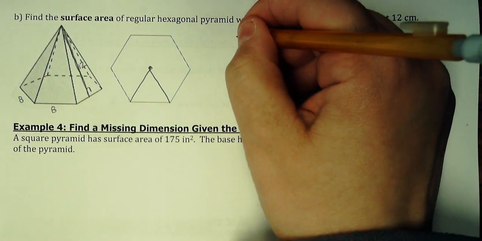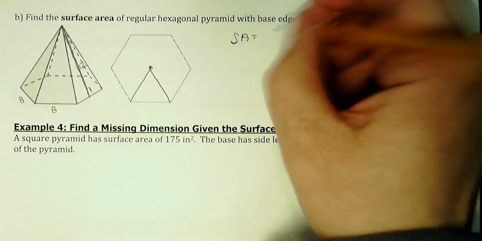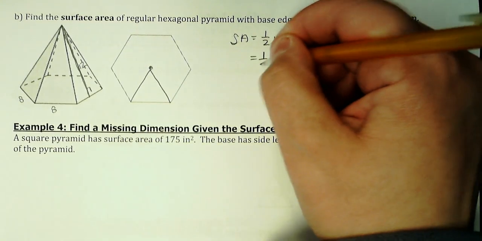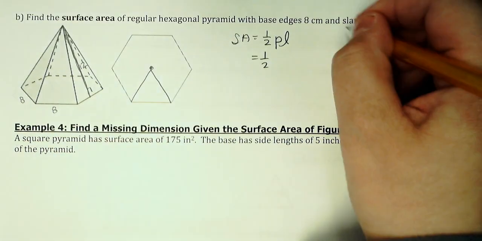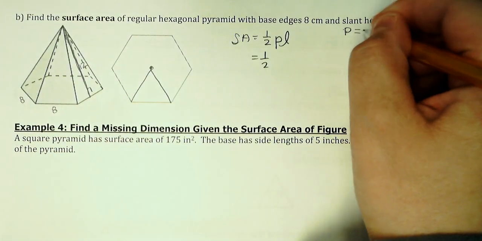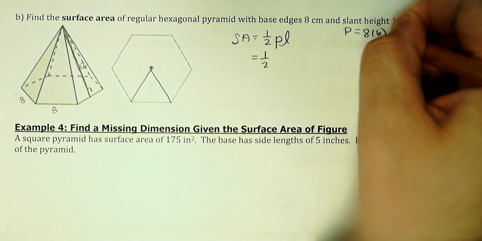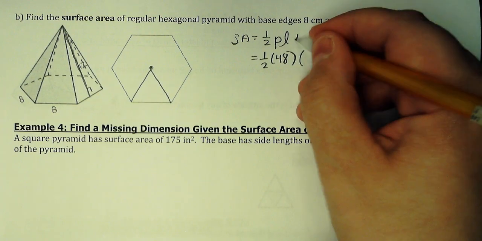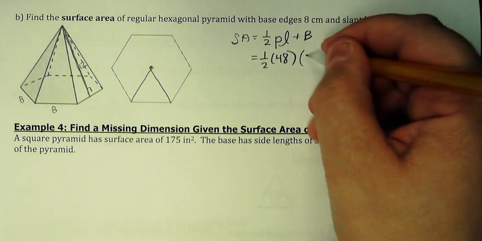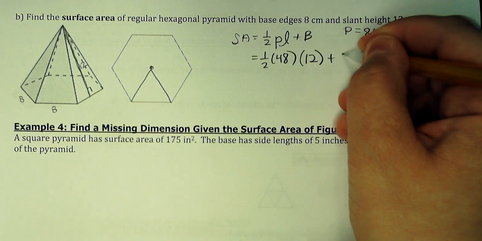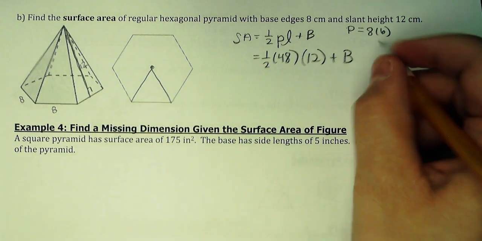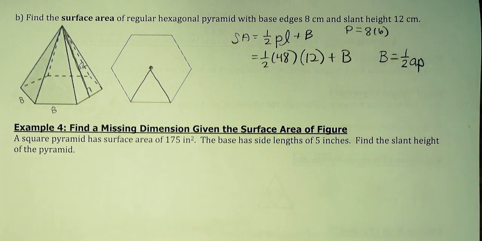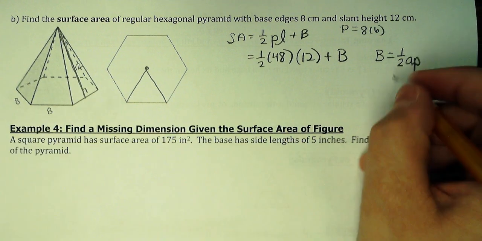Alright, so surface area here. Each of those triangular faces, 1/2 perimeter of the base times the slant height. Perimeter of the base, little note here, perimeter of the base is just going to be 8 times 6, which is 48. That's where I'm going to get that. And the slant height is given to me in the directions as being 12. And so what we have left is the area of the base here. Now, because the base is a hexagon, area formula for a hexagon, 1/2 apothem times perimeter.